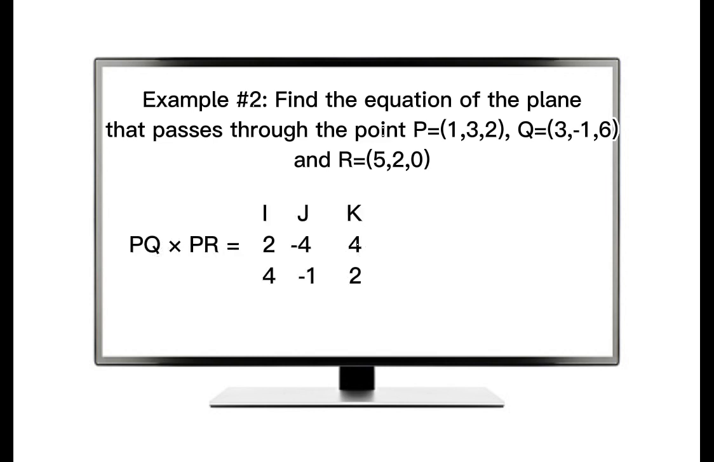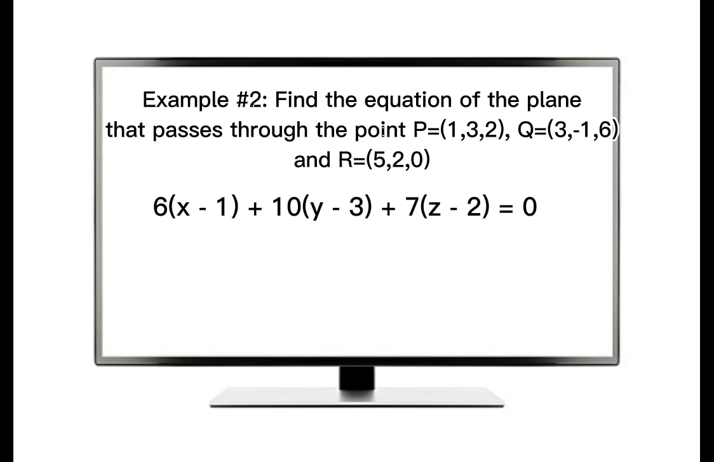i is 8 plus 4, which is 12. j is negative 4 minus 16, which is negative 20, but you have to flip the sign, so it is positive 20. k is negative 2 plus 16, which gives us 14. You can definitely use this, and if you want to, any scalar multiple is still going to be perpendicular to the plane. So I normally simplify it. I can divide it by 2 and get 6, 10, 7.